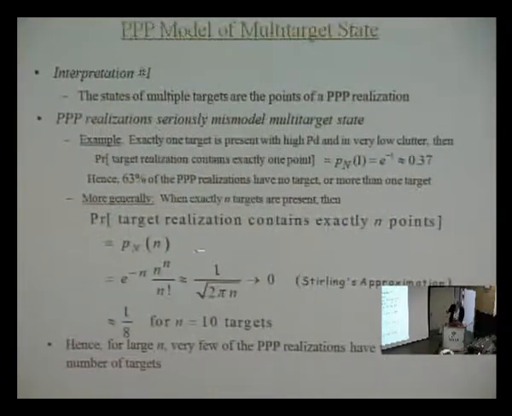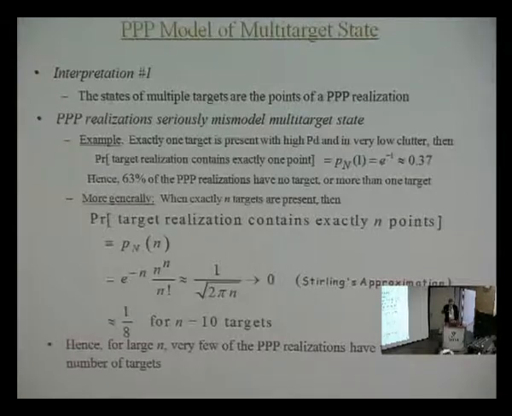So when you go through the math, you can ask, suppose I know that there are exactly n targets, there is no clutter, what fraction of the time do you get exactly n points in your realization? It's 1 over the square root of 2 pi n. The problem doesn't get better as the number of targets goes up, it gets worse. So if you have 10 targets, just 1/8 of the time you have 10 points in your realization. So that's not the right interpretation.